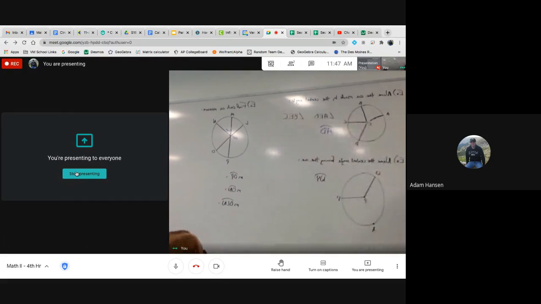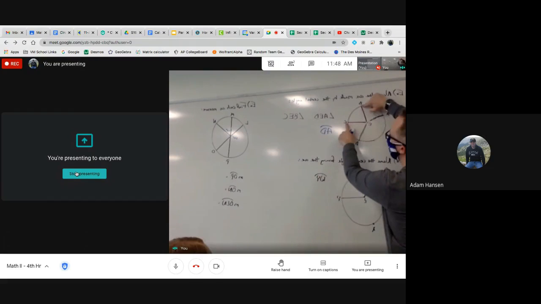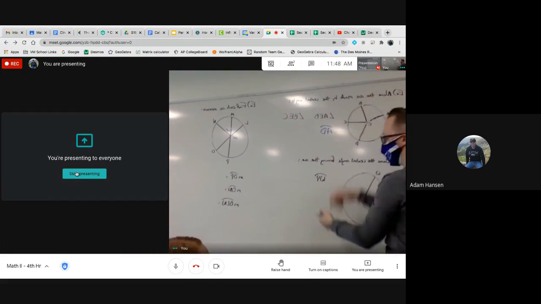How about angle BEC? What arc does that central angle open up to? BC. We're at the center. Go along the sides of angle BEC, and doesn't it make that arc BC?